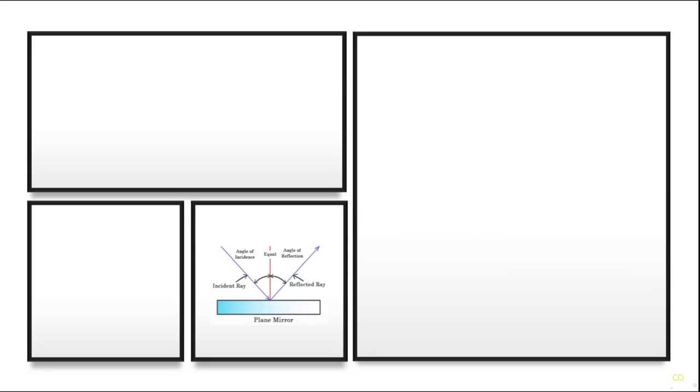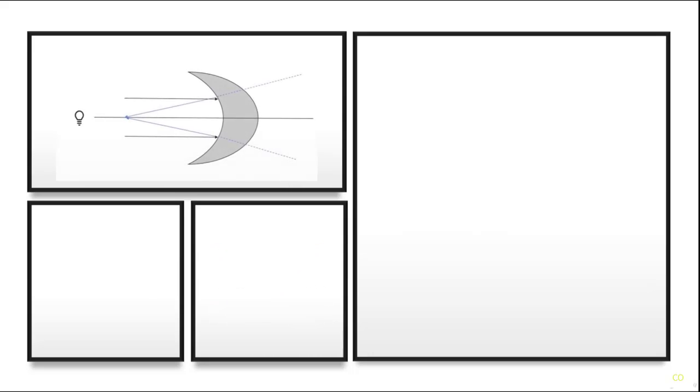At the end of this course, you will understand the different mirrors and basic lenses and their effect on light rays, the very essence of what an optician does every day.